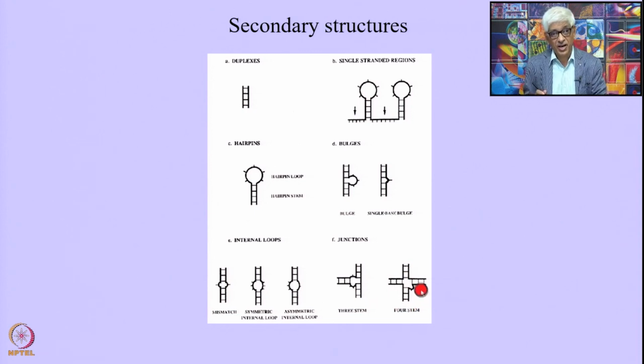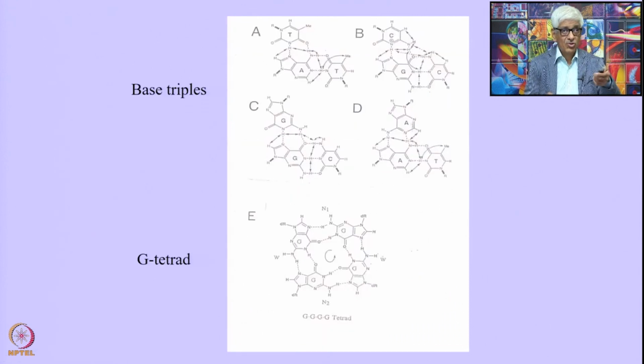These are functionally relevant. So, the DNA has to open itself to express itself, either for producing proteins or for the replication process and things like that, and in all those processes such kinds of transient structures do occur. Now, so far we talked about 2 bases interacting with each other, but you can also have base triples. Base triple means 3 bases are interacting with one another.